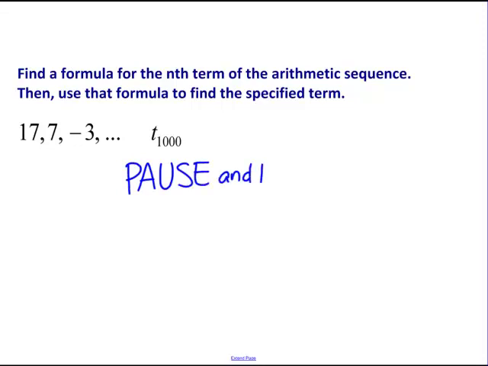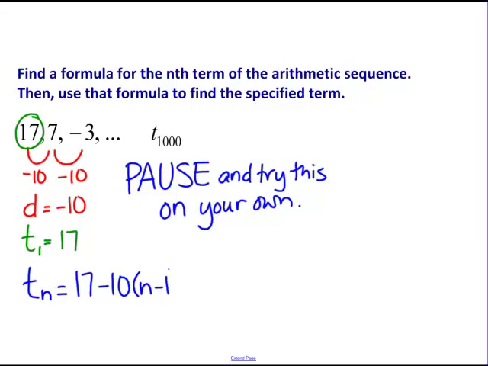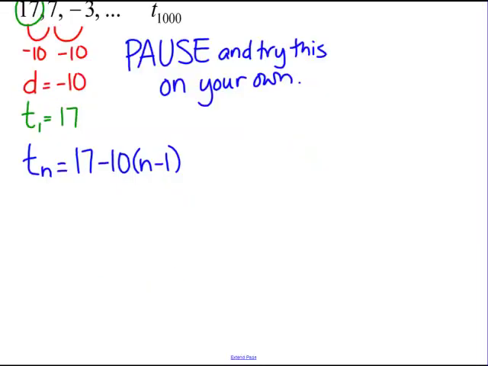Now that you've seen one example, pause the video, try this one on your own, and then if you're having a hard time, you can play the video and I'll show you how it goes. Here we go. So the common difference is 10. And it's easy to tell from this sequence also that the first term is 17. We can use those to write a formula for the nth term, which is the first term plus the common difference times n minus 1.